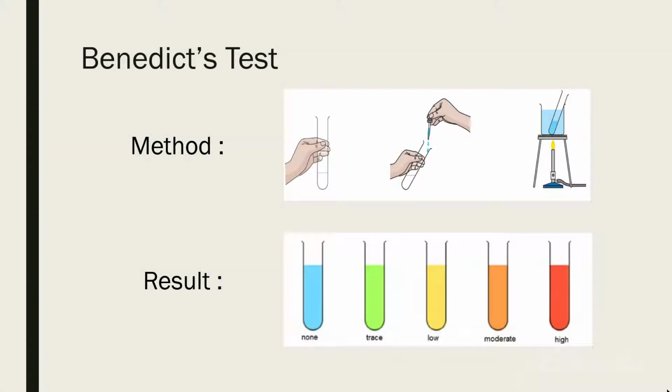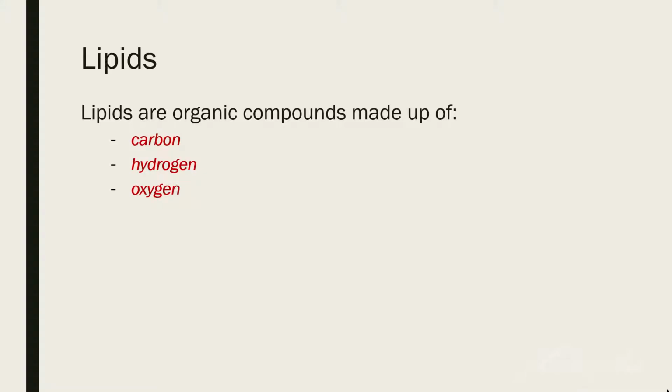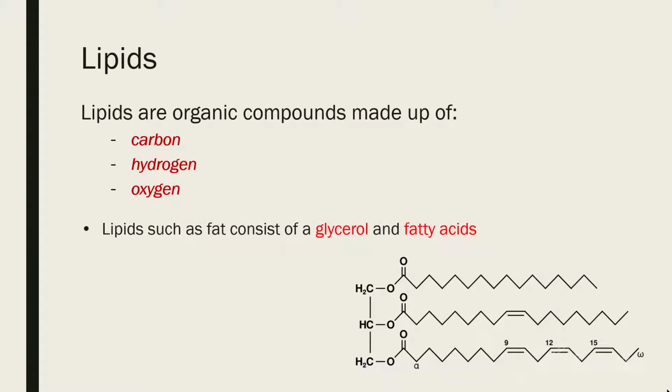Let's move on to fats. Lipids, or more popularly known as fats, are stored in our body. They can provide us with energy like carbohydrate as well as keep us warm. Similar to carbohydrate, they are made up of the following elements: carbon, hydrogen, and oxygen. So the basic units of fats are glycerol as well as fatty acid.